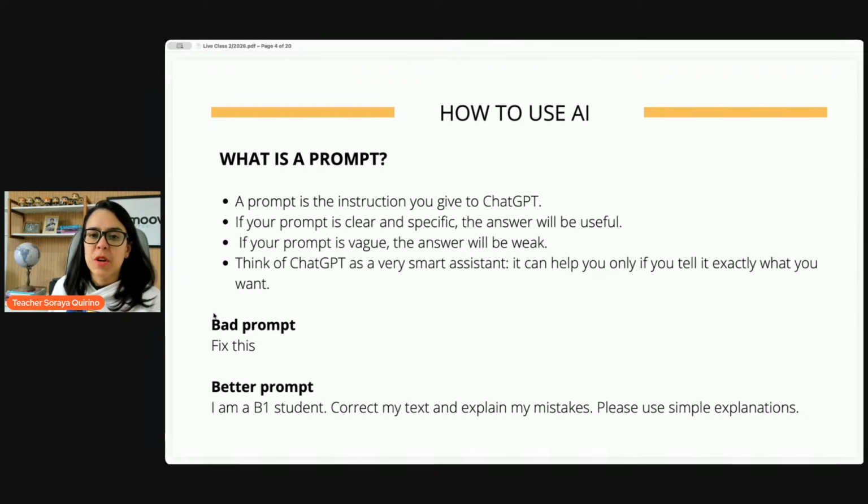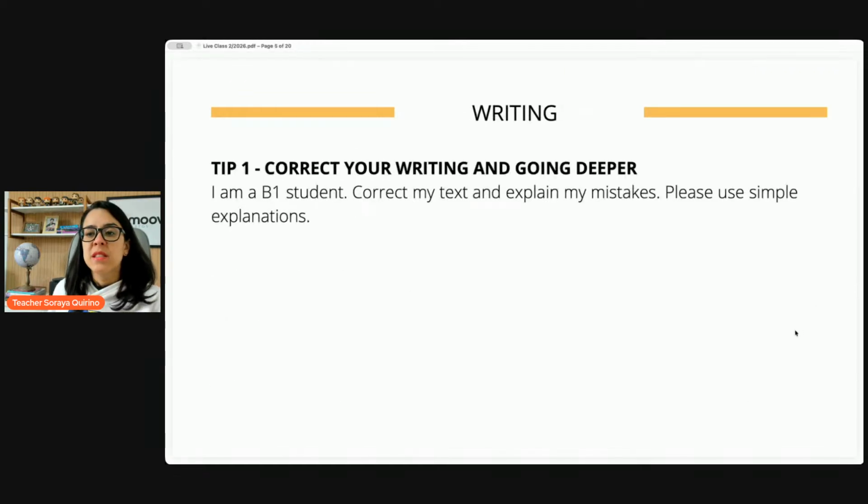Guys, asking for mistake explanation is crucial. And if you are an A2, B1 level student, you should ask ChatGPT to provide simple, objective explanations, because sometimes it speaks in a very difficult way and you may have trouble understanding. But if you are high intermediate or advanced, it's not a problem. It won't be a problem for you. Probably not. Okay. And let's begin with writing.